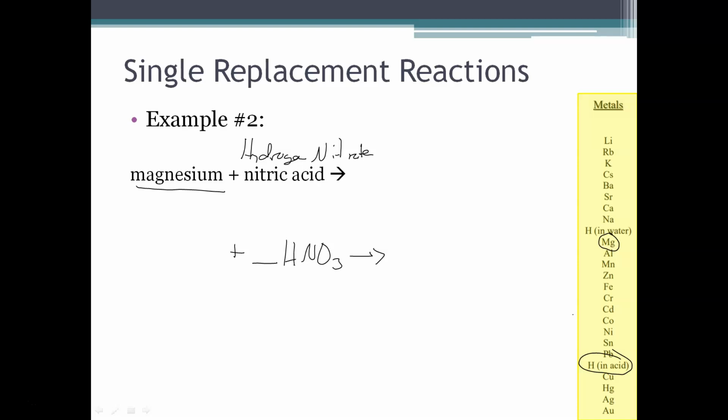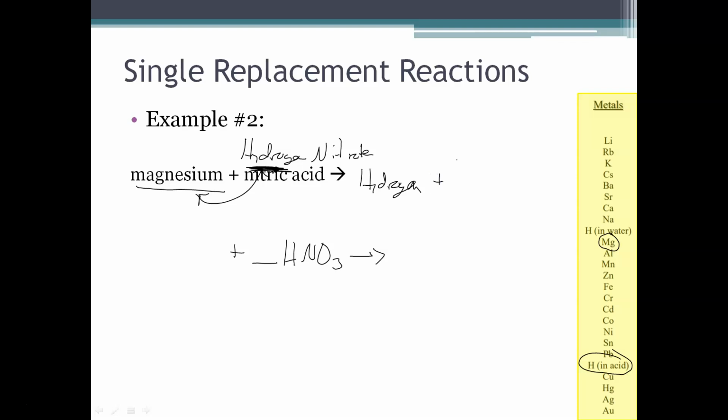Hydrogen in acid is here towards the bottom. So I'm going to underline the hydrogen here to see if I'm going to switch it with magnesium. In this case, magnesium, you want your single element, that's important, your single element must be more reactive or active than the element it's trying to replace. In this case, it is, so the replacement will occur. So, hydrogen is being replaced with magnesium, so you're going to end up with hydrogen by itself.